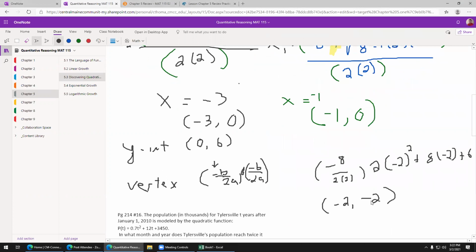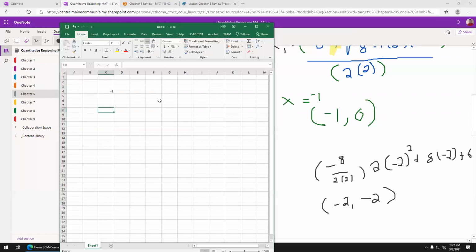And so do we get -2 and -2 for our vertex? I think so. Again, I can always use trusty old Excel. So 2 times parentheses -2 squared plus 8 times negative, I'll put in parentheses just to make sure Excel knows that's a times, -2 plus 6. Yeah, see, Excel doesn't like it. What did I do wrong? Oh, I got a double equal sign in there. That's why. There we go. And I got -2 again. Typically when we get these wrong, it's an arithmetic mistake somewhere. That's why I'm triple checking my work.